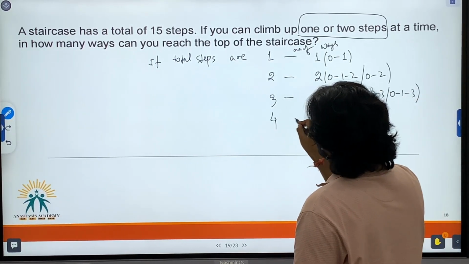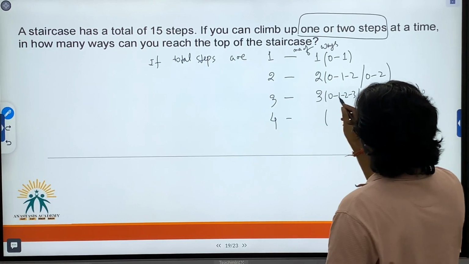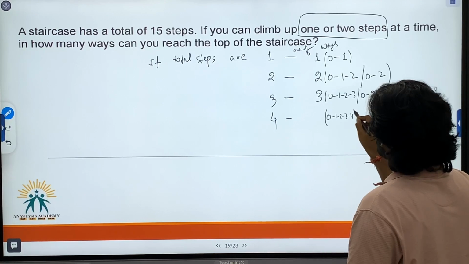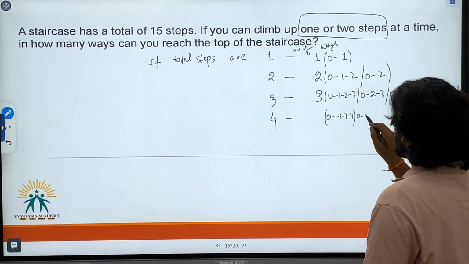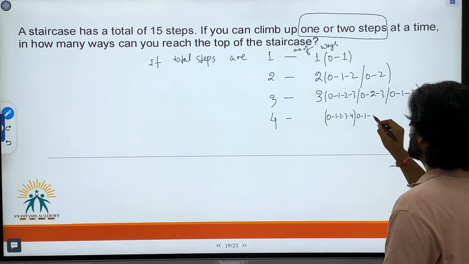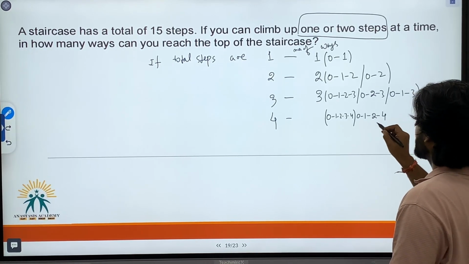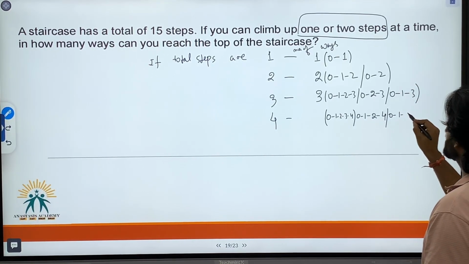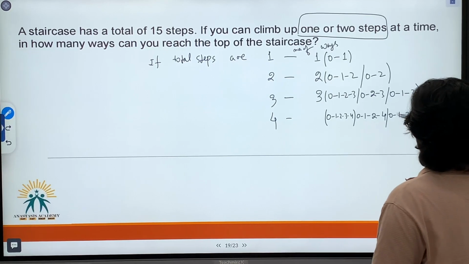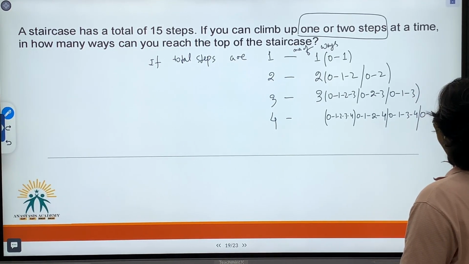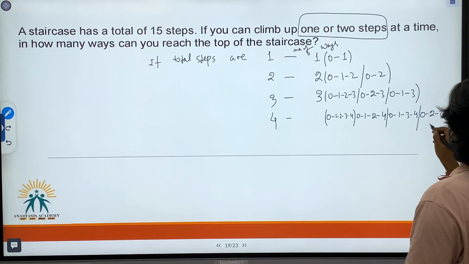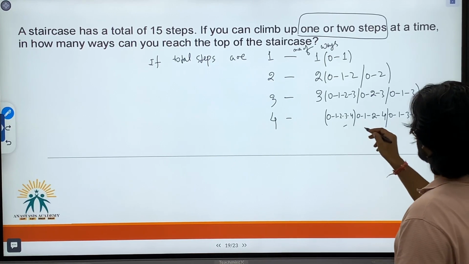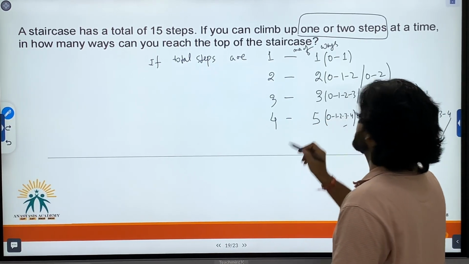If there are total 4 steps, how can I go to the top? 0, then 1, 2, 3 and 4. This is the one way. 0, then 1. I can jump 2 steps, or I can go to 2 and then 4. Right? This is the second. Third, 0, 1, I can go to 3 and then 4. Right? I can go 0 to 2 and 2 to 3, 3 to 4. Also, I can use 0 to 2 and 2 to 4. How many ways are there? 1, 2, 3, 4 and 5. There are 5 number of ways.